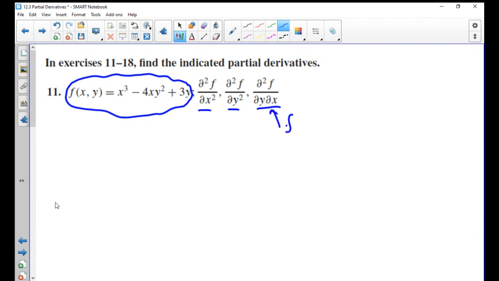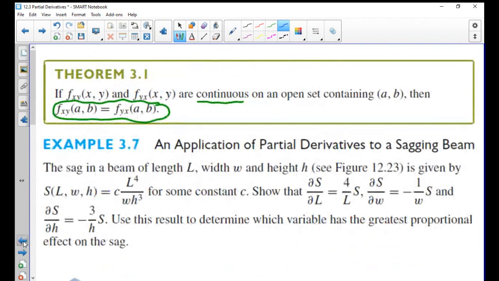This, by the way, is fxy. So first with respect to x, and then with respect to y.